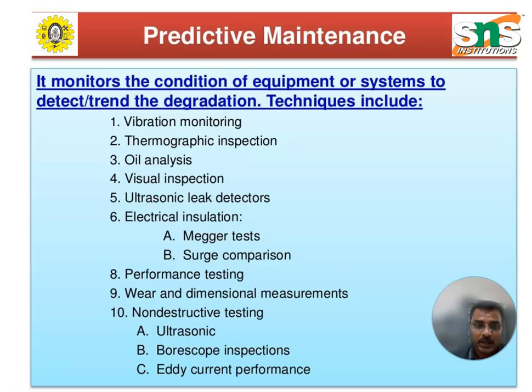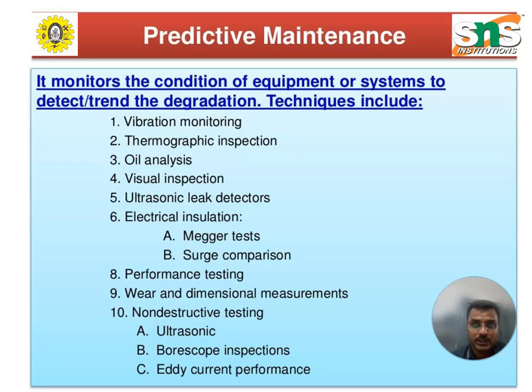Dear all, continuing with the types of maintenance, as we discussed earlier, we have three types of maintenance: breakdown maintenance, preventive maintenance, and predictive maintenance. Breakdown maintenance is done when machines or devices break down suddenly, to recover them.